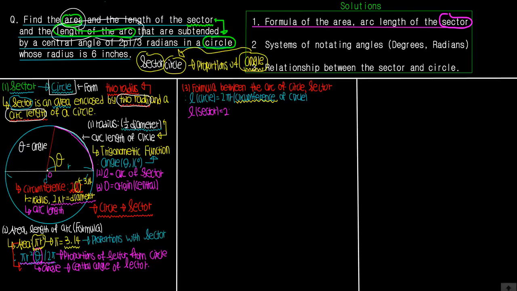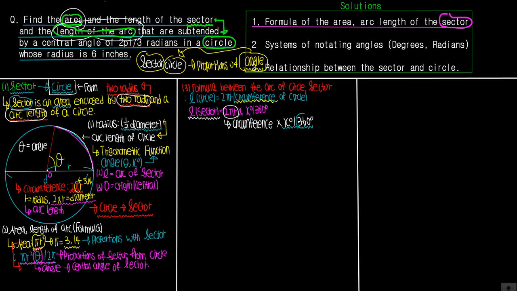It will be 2 pi r times x degrees divided by 360 degrees. If you don't know what this L value means, it is the formula for our arc length. 2 pi r, what is 2 pi r? 2 pi r will be the circumference of our circle, and then all of that times x degrees over 360 degrees. It shows a specific relationship, the proportions between them.